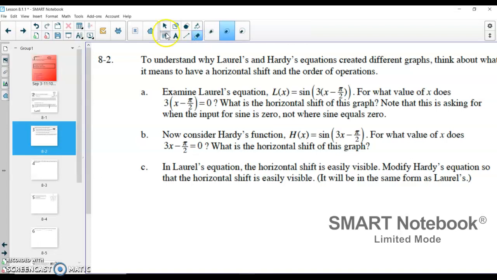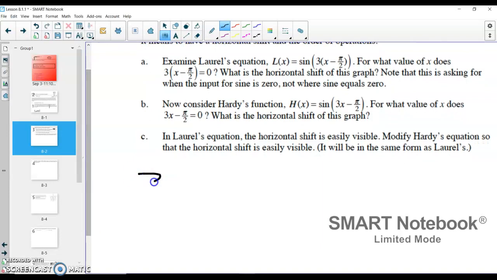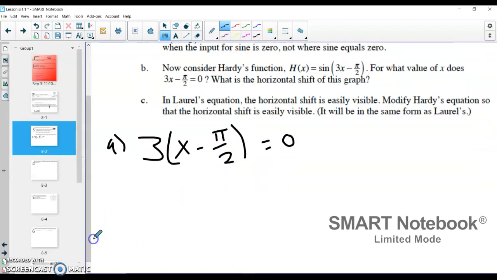So usually our intercept for sine is at 0. This is helping us see what we're shifting it over to be. So if I solve this thing, and this is part A, 3x minus pi over 2 equals 0. Well, the 3 would get divided over and really just go away. So I have x minus pi over 2 equals 0, and that's when x equals just pi over 2, which tells me that I'm being shifted over to the right to pi over 2.